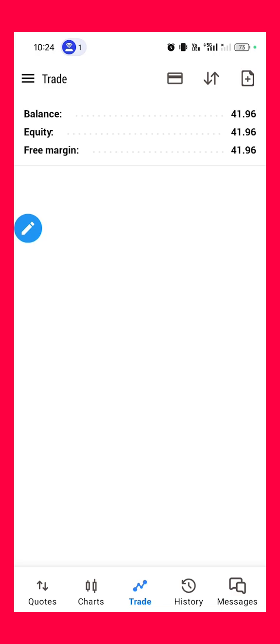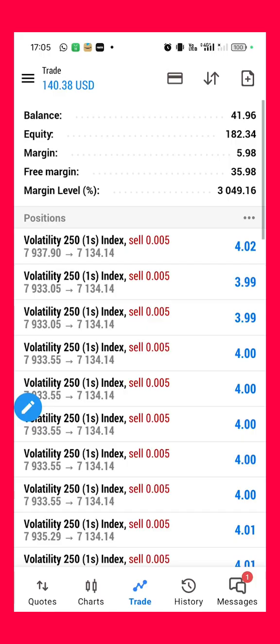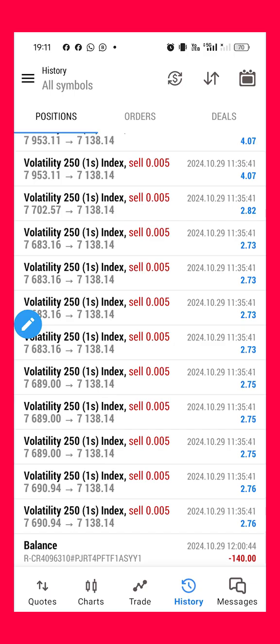Okay, gentlemen, today we're covering a VIX 250S cash out setup where I'll be turning this 40 USD account to over 180 USD, and of course I'll be cashing out at the end.